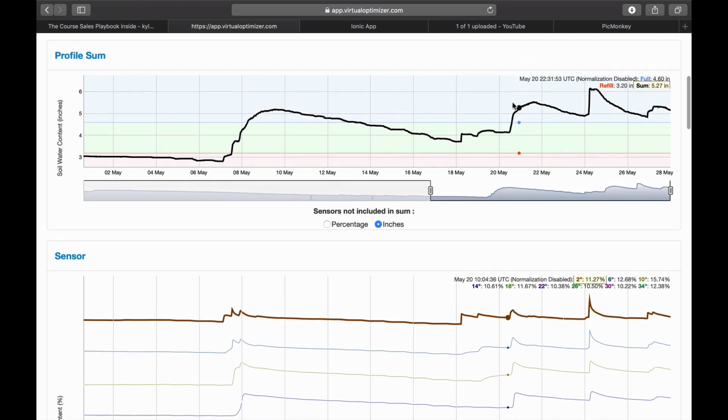I hope this gives you some more things to think about as you're managing water in a sandy soil with your sensors.